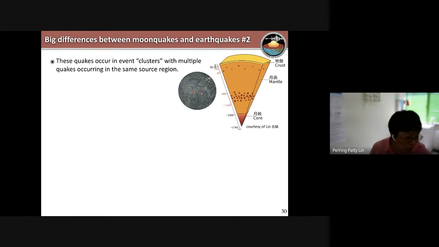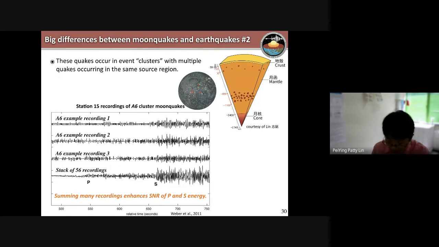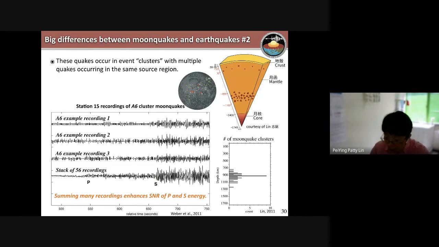And so, as I said, these moonquakes are actually very close to each other, so we can stack them. Here I stack three deep moonquakes with a similar waveform and low data quality. But once we stack them, we can see the P and S arrivals clearly. So here shows the 38 moonquake clusters. We call this a moonquake cluster because we stack lots of moonquakes.